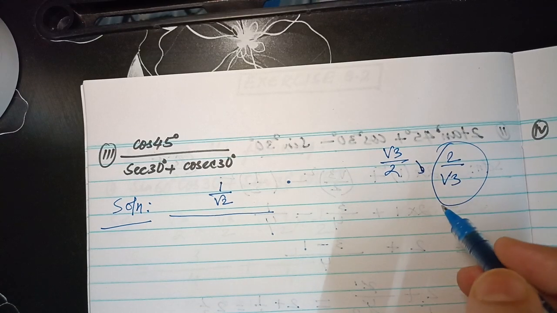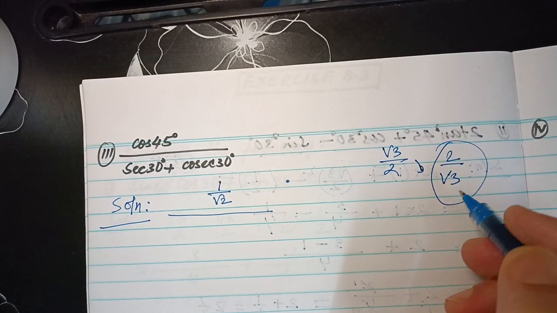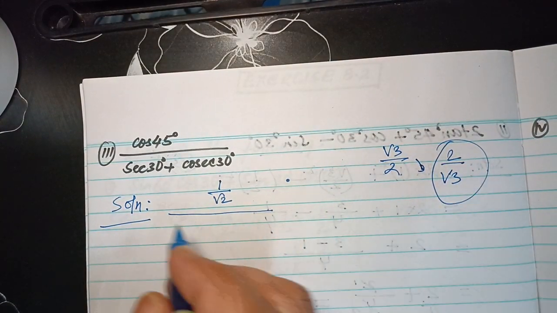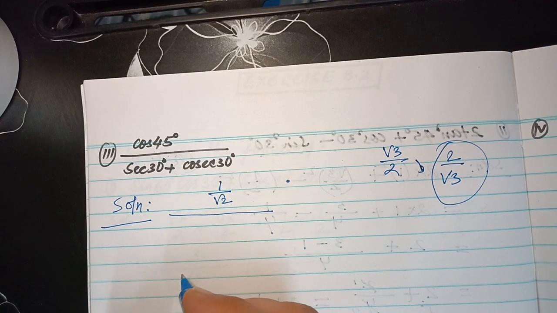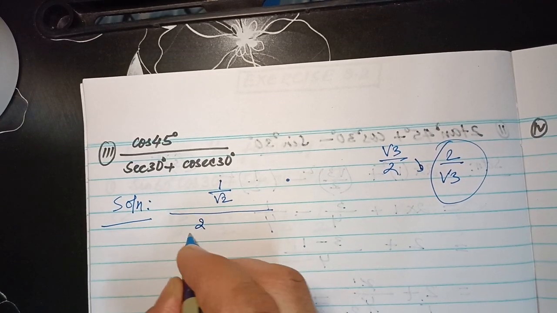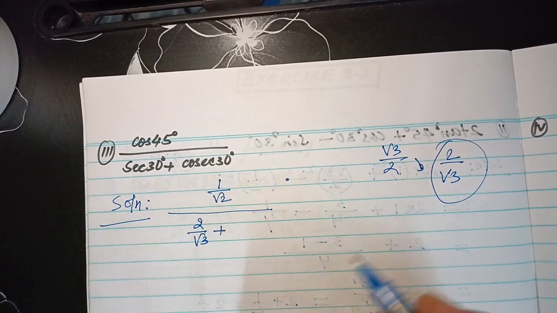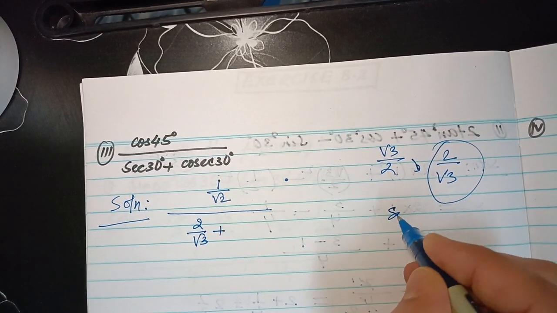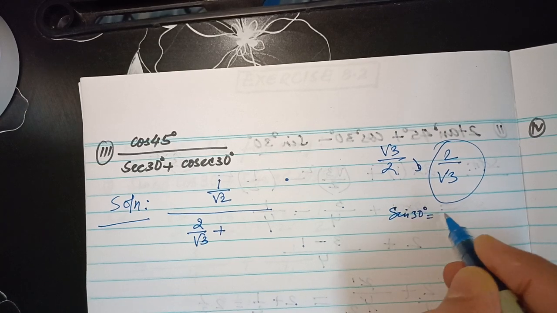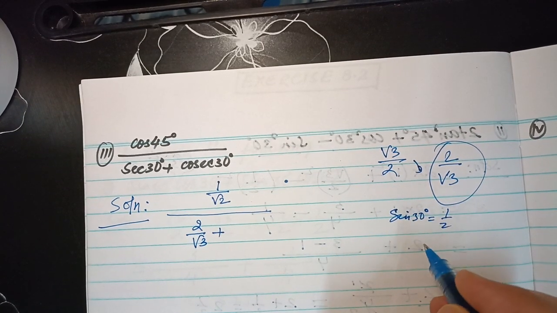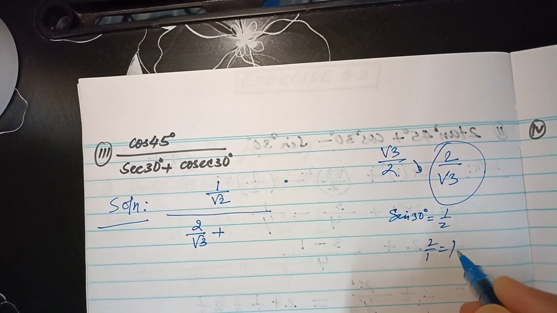Just in this way you have to remember the values. In case of sec 30 you will write 2 by root 3 plus, in case of cosec you just remember the value of sin 30. Sin 30 is 1 by 2, so the cosec will be 2 by 1, that is 2.